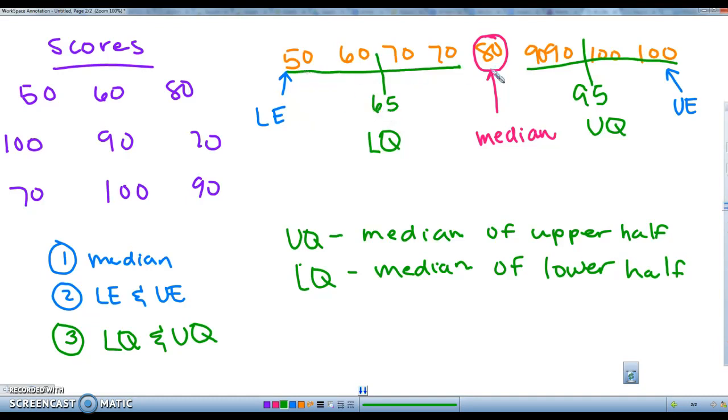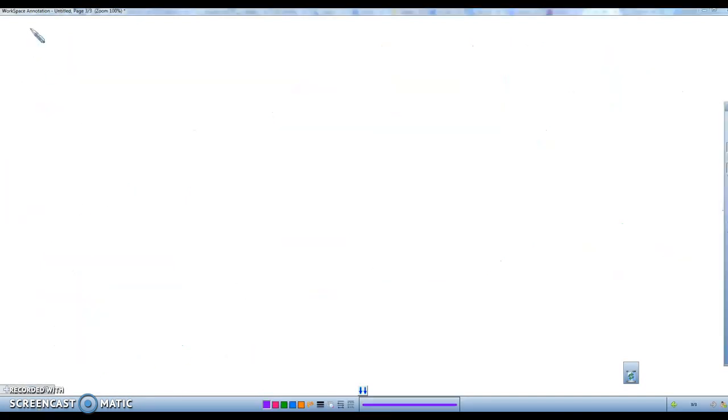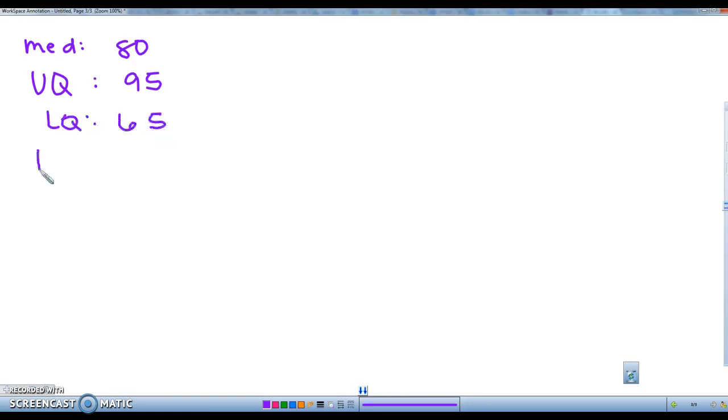So these are the 5 numbers I need to draw my box and whisker. I need my lower extreme, my lower quartile, my median, my upper quartile, and my upper extreme. Okay? And it would always be nice if I wrote those down in an organized list. So my median was 80, my upper quartile was 95, my lower quartile 65, my upper extreme 100, my lower extreme 50.